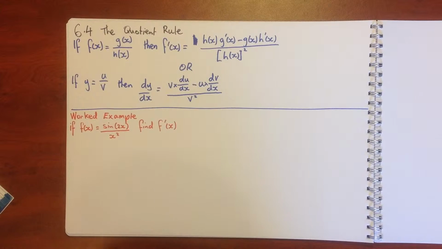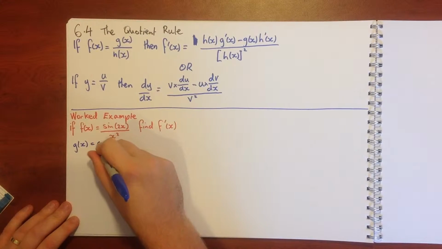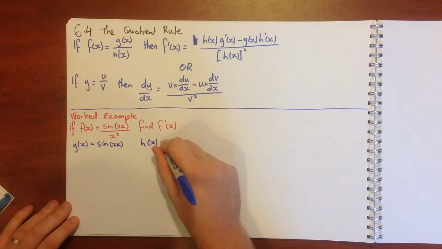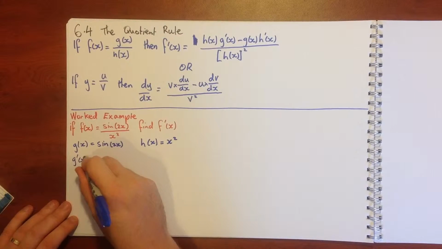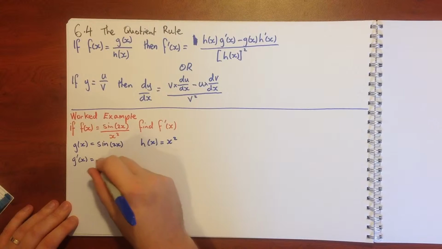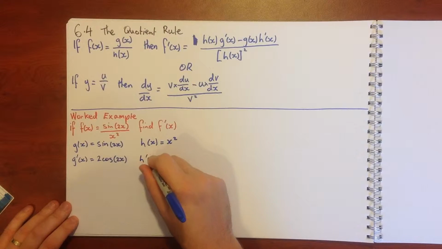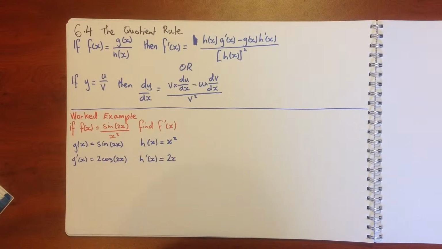So we'll have a look at our first worked example, which is if f of x equals sine of 2x over x squared, find f dash of x. Similarly with the product rule, setting out really makes these a lot better. So g of x equals sine of 2x and h of x equals x squared. So g dash of x, our constant comes out the front, so we get 2 cos of 2x, and h dash of x is equal to 2x.